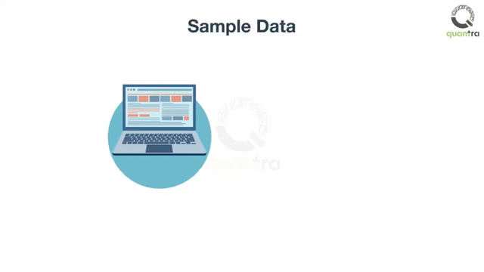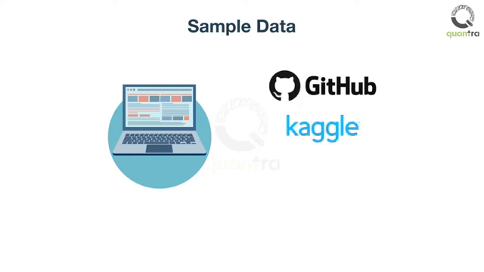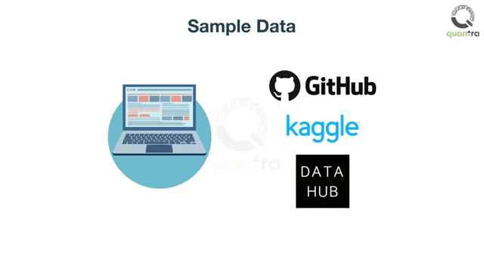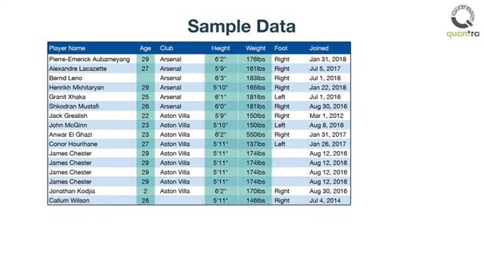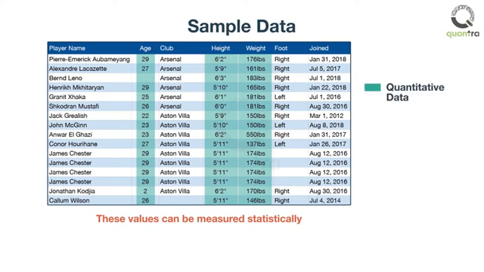For our problem statement on EPL, we have collected and aggregated the data from various open-source websites, such as GitHub, Kaggle, and DataHub. A snapshot of the data collected is shown on the screen. As you can see, some attributes, such as age, weight, and height, have numeric values. These values can be analyzed statistically. This type of data is known as quantitative data.